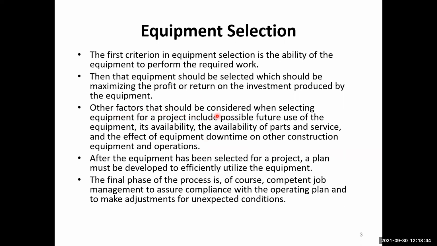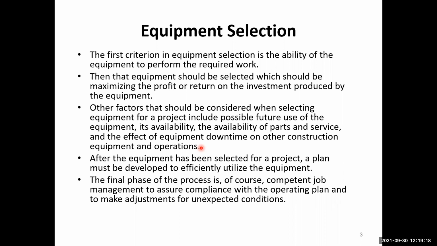So the other factors that should be considered when selecting equipment for a project include possible future use of the equipment, its availability, the availability of parts and services, and the effect of equipment downtime on other construction equipment and operations. Remember that we have already considered the situations when we are going to buy the equipment and when we are going to lease, or rent out the equipment.